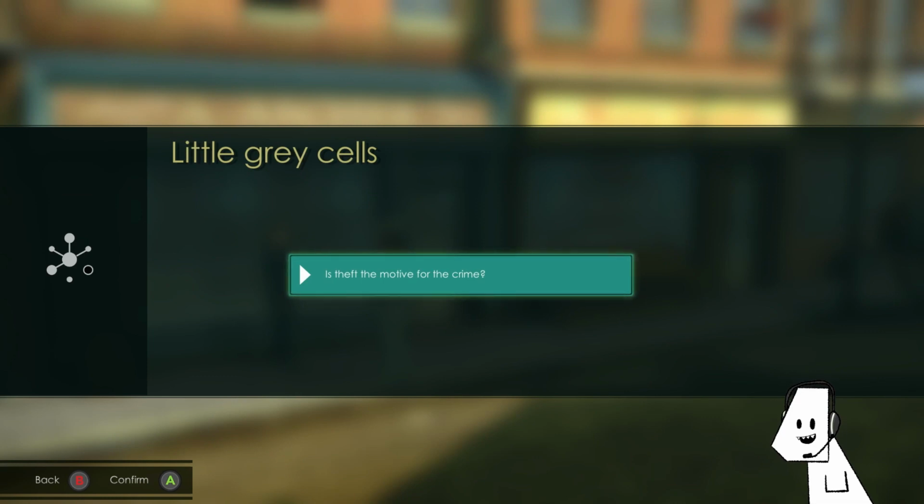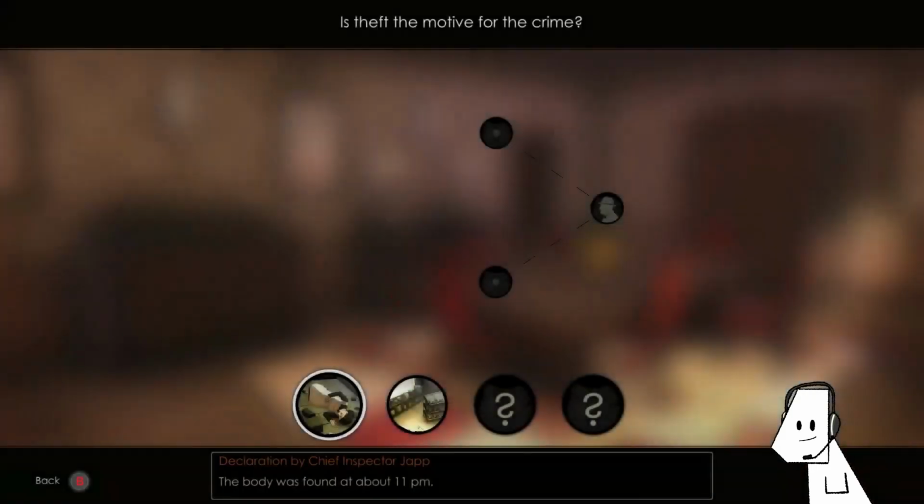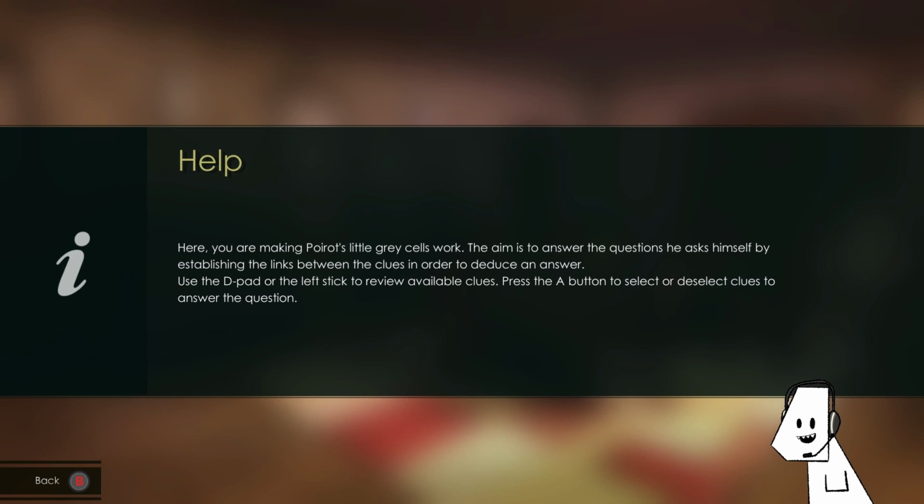The little grey cells. The theft. Is theft the motive for the crime? Here you are making Poirot's little grey cells work. The aim is to answer the questions he asked himself by establishing the links between the clues in order to deduce an answer. Use the D-pad or the left stick to review available clues. Press the A button to select and deselect clues to answer the question.